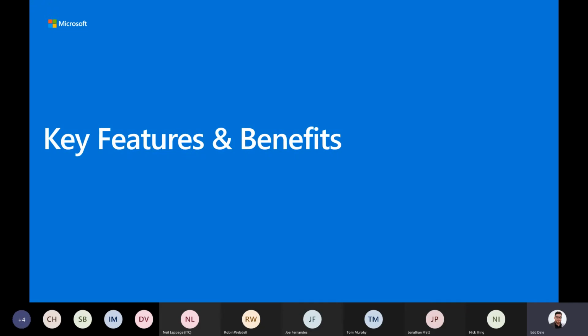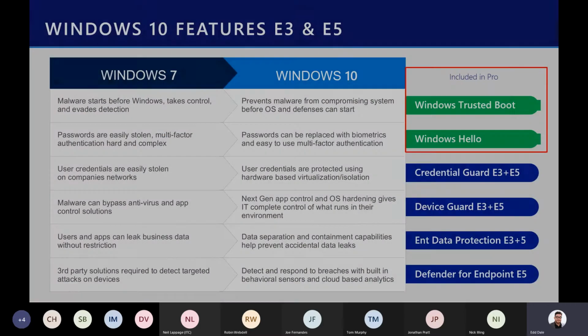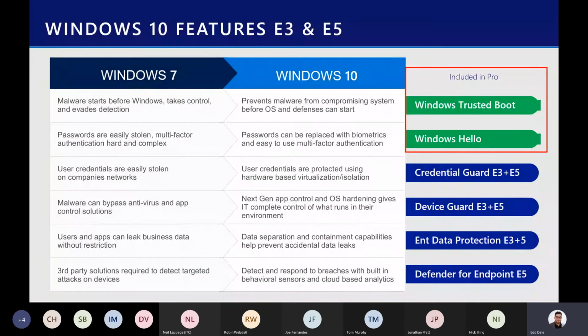Windows 10, again, is hugely adopted, the fastest adopted operating system in Microsoft's history. There are still people out there using Windows 7, believe it or not. But Windows 10 does have some pretty advanced features. The stuff in green is what we would find in Windows 10 Pro, but then we've got certain other features which we find in E3 and E5, things like Credential Guard, Device Guard, Enterprise Data Protection. Now, unfortunately, I don't have time to run through all of these features and exactly what they do.